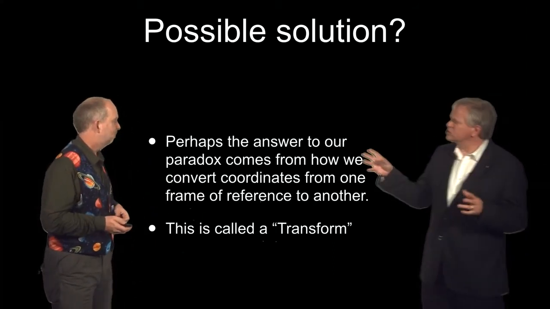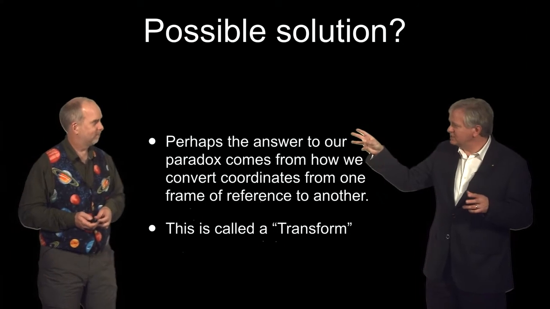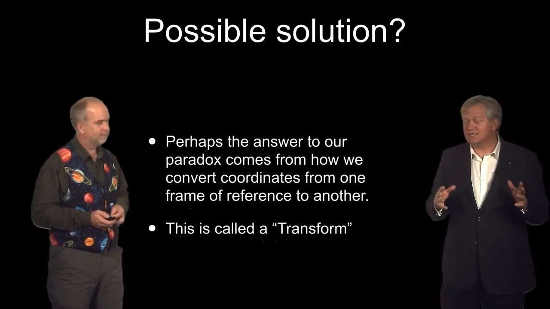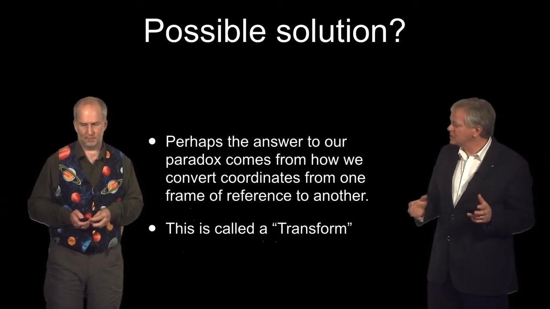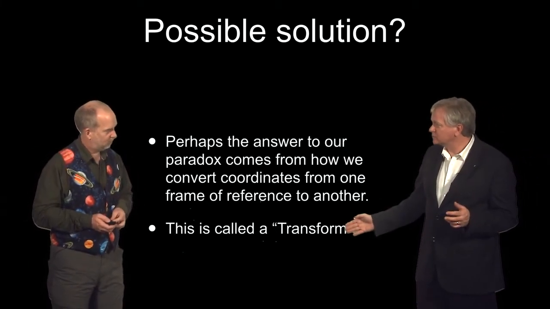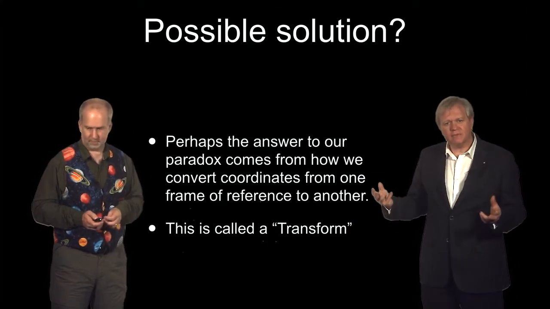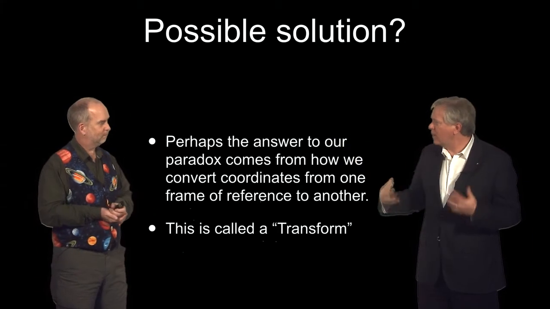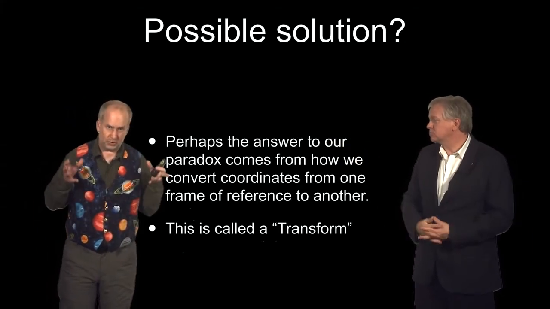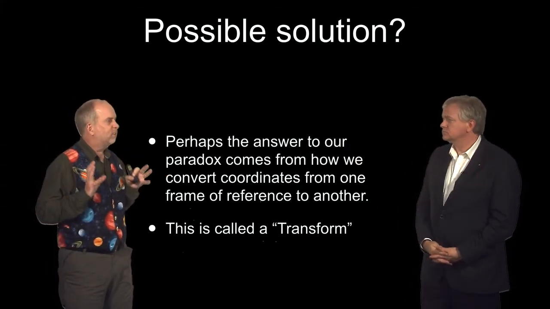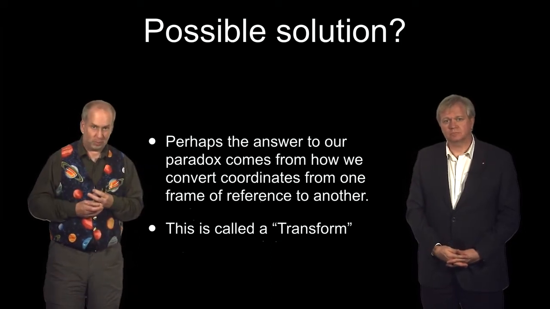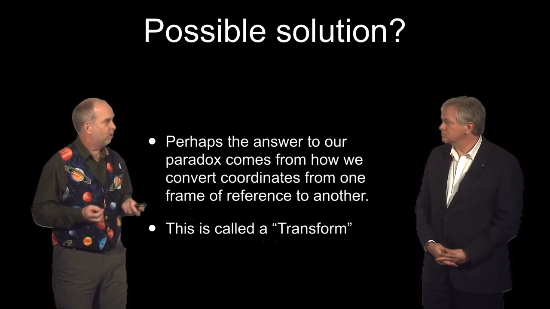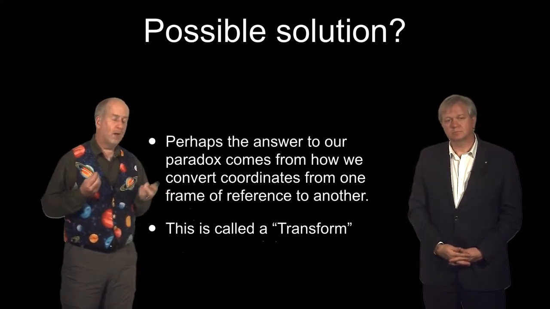Right, so this conversion of what you see in your frame of reference compared to what I see in my frame of reference is called a transform. It's a complicated name for something that's pretty simple. It's just how we convert from your point of view to my point of view. So what we're going to do now is go through what you would expect to be a common sense transform. This is probably something that any physics student has used a million times without even thinking about it, without giving it a name, converting from one set of coordinates to another.